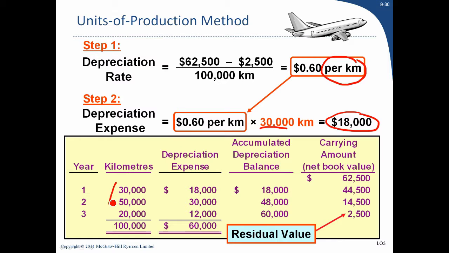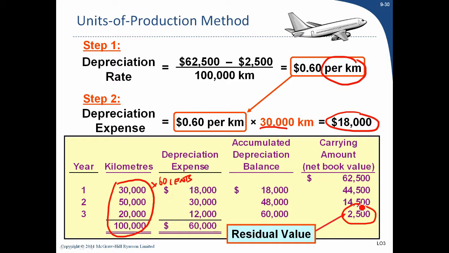So notice here how, instead of each year, we have to keep track of the kilometer totals, right? 30 in the first year, 50 in the second year, 20 in the third year, total of 100 grand. So your depreciation expense is just this number times 60 cents. Your journal entry, the debits and credits are the same. Debit depreciation expense, credit accumulated depreciation, right? But notice how the balance moves a little bit in a different way. It goes from 62.5 to 44.5 to 14.5. And then down to 2,500.